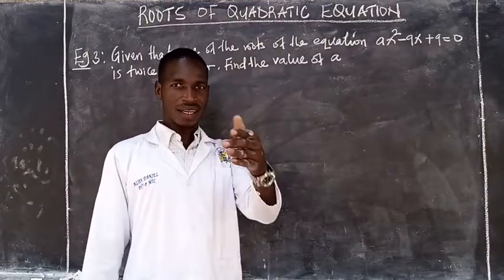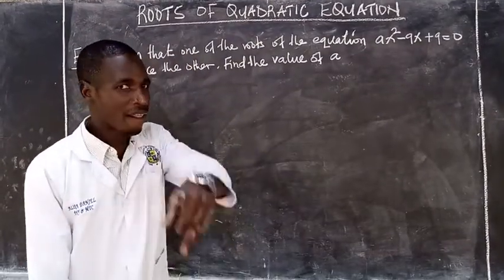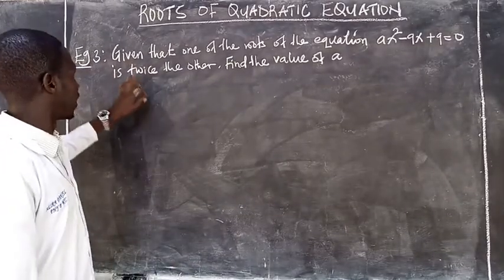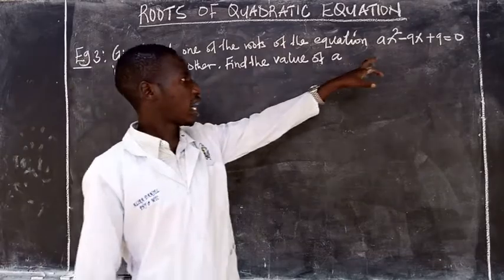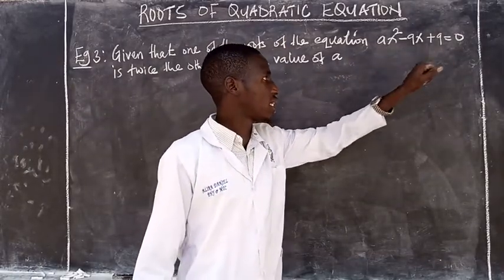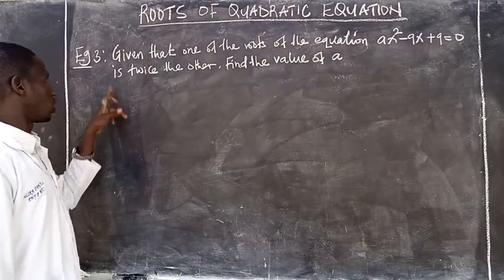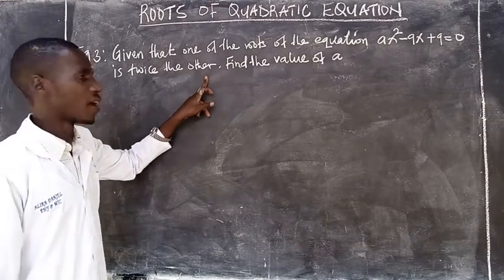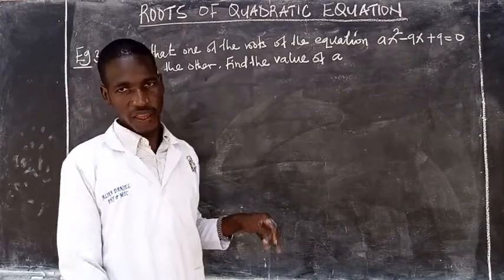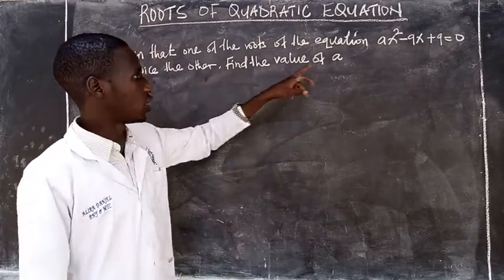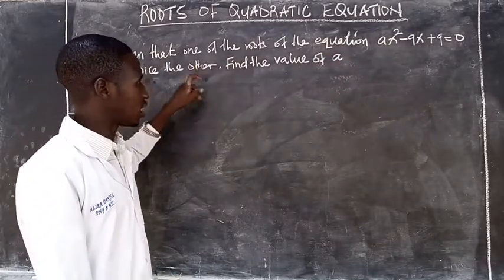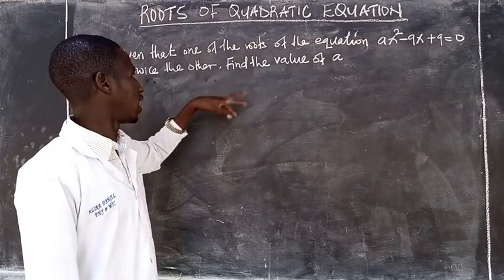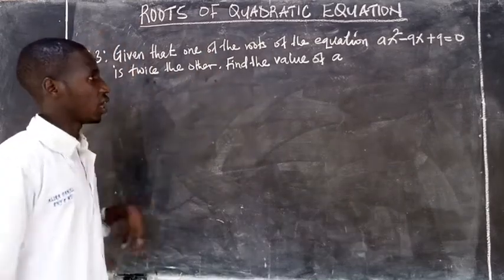So let's look at this example. The example says that given that one of the roots of the equation ax squared minus 9x plus 9 equals 0 is twice the other, find the value of a. One of the roots of the equation ax squared minus 9x plus 9 equals 0 is twice the other, find the value of what? Find the value of a.